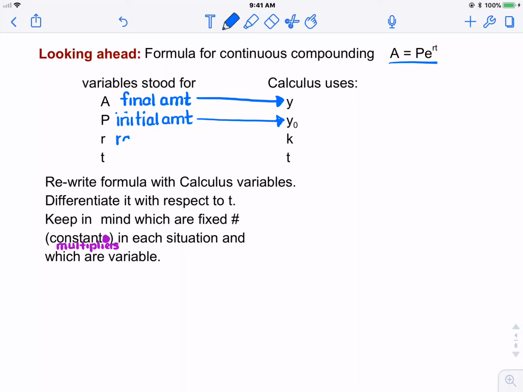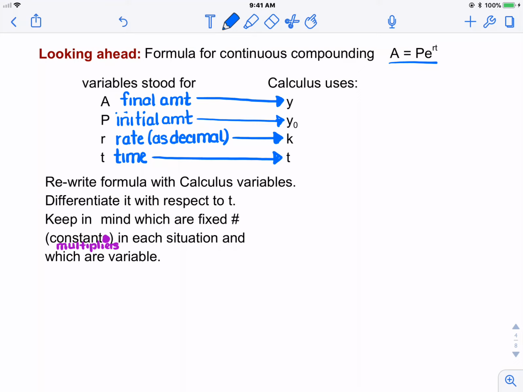R is our rate, and that's that continual rate, but it's got to be as a decimal. And that's going to be switched as a variable, or as what letter stands for it. And that's going to be switched to K for calculus. And then time, T, gets to stay time, which is kind of nice. So you could fix one word on your page. The one that says constant should really say constant multiplier.